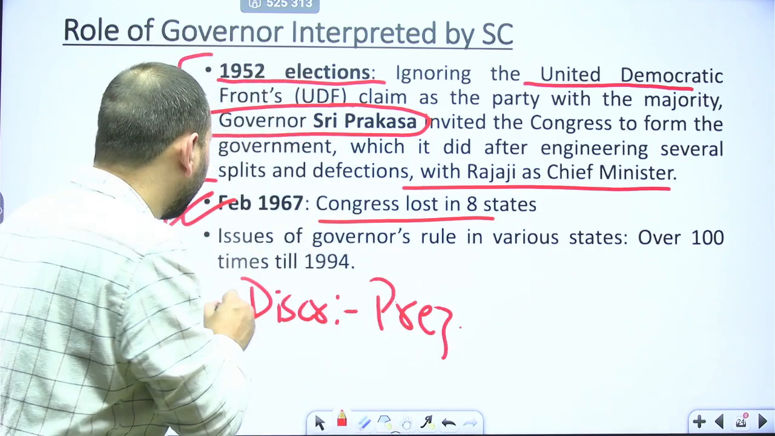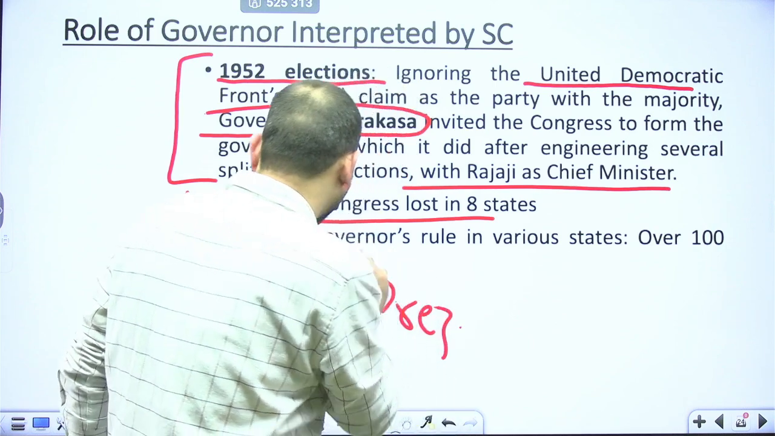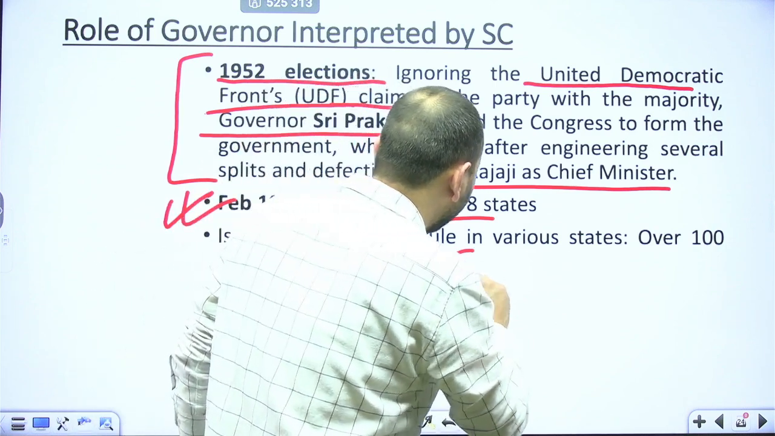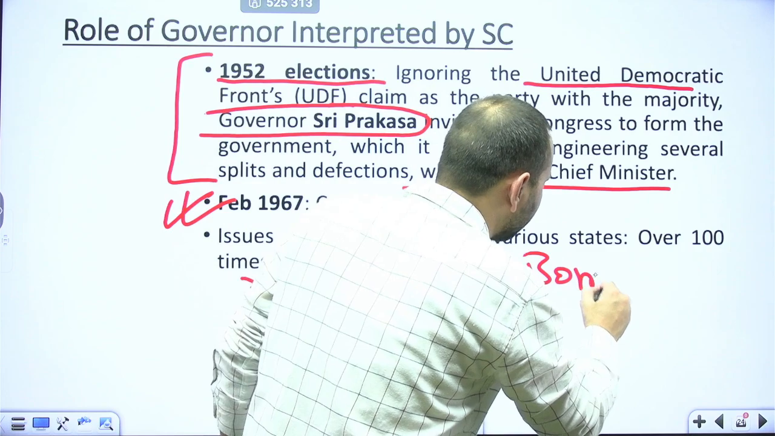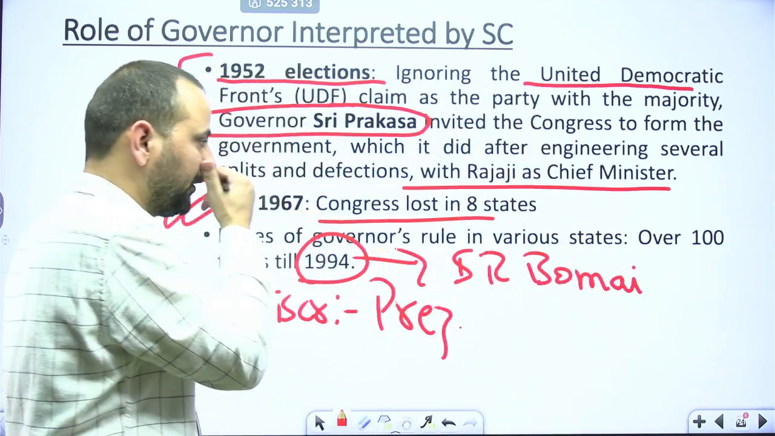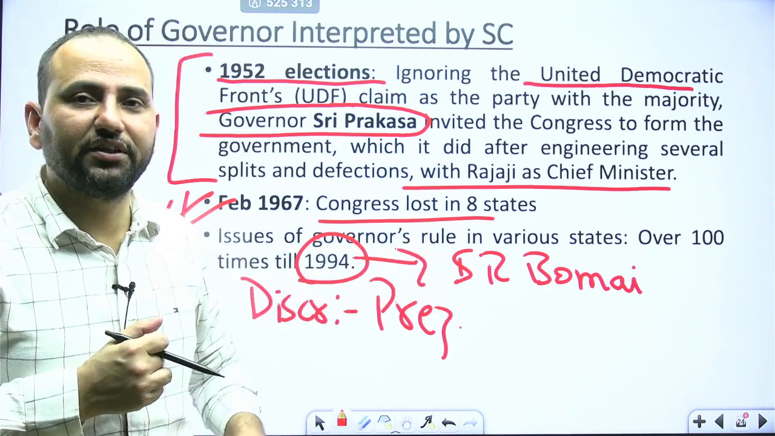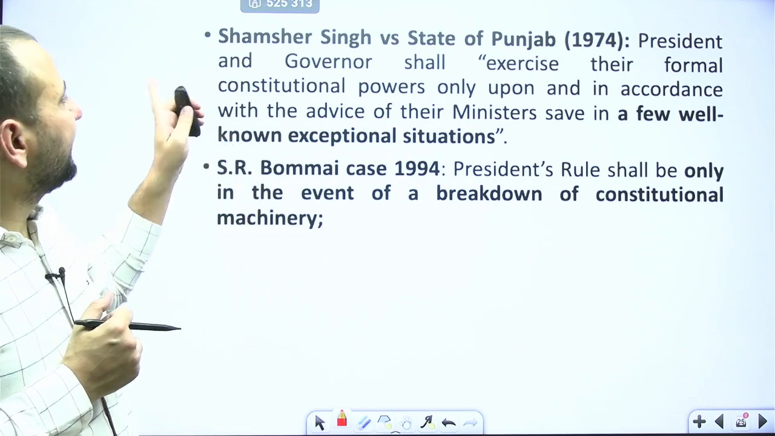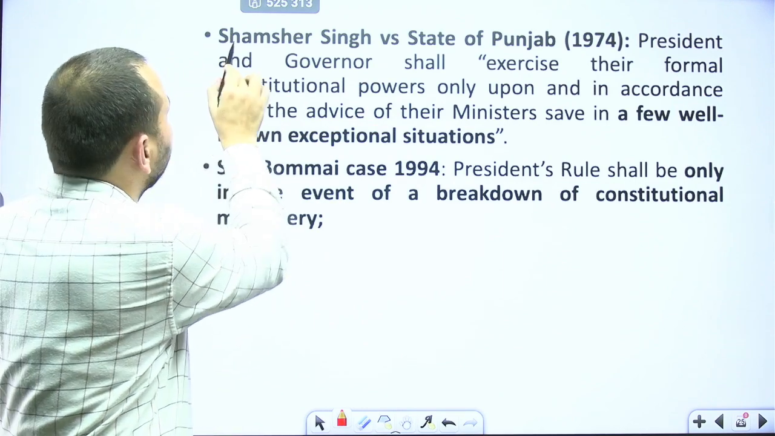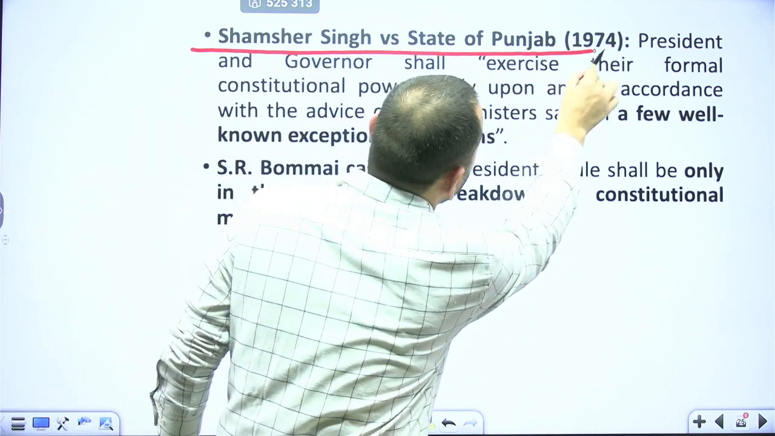Why am I specifying this 1994? Because from here onwards, we came up with this SR Bomai case. I'll just explain this SR Bomai case also. And that is why you will see that from here onwards, we started seeing some limitation associated. If you move forward into this concept, then another important judgment came with reference to this structure in Shamsher Singh versus the State of Punjab, 1974.